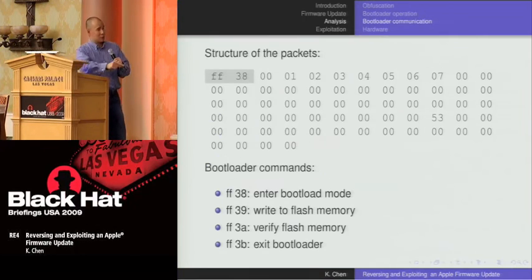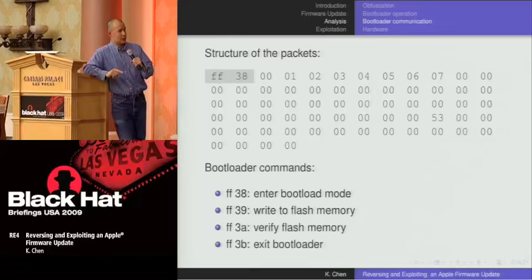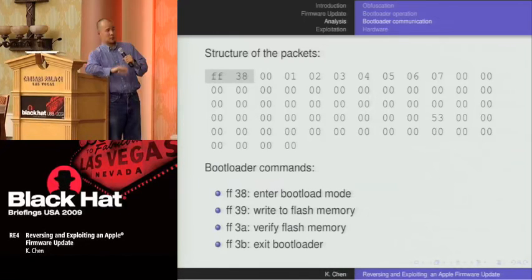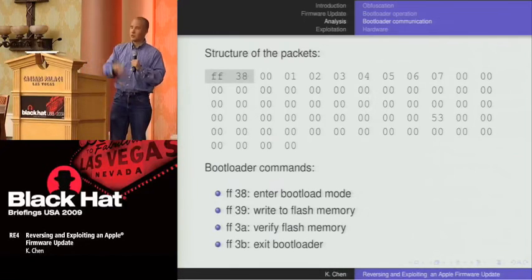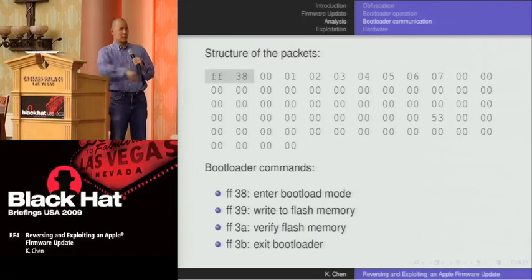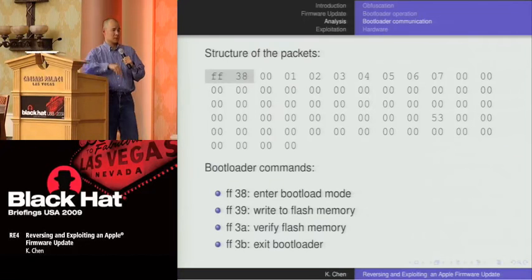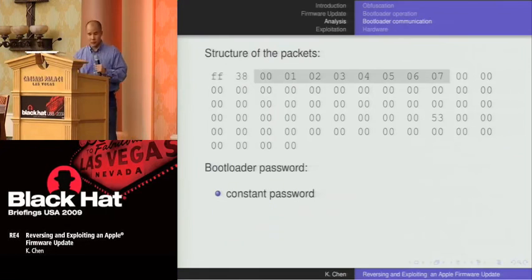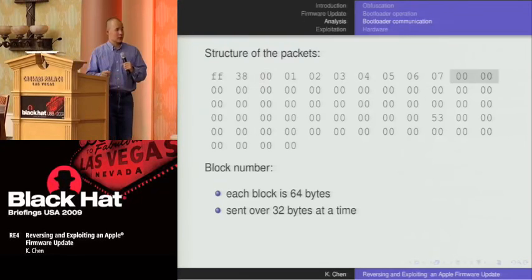So if we look at the first 2 bytes of that packet, this is FF38. That's enter bootloader mode. And if you look through the binary, you can see that there are these other commands: write to flash memory, verify flash memory, exit bootloader. Then we look at the next 8 bytes. That's the password: 0, 1, 2, 3, 4, 5, 6, 7. That's the password that Apple used, and it's constant for everything. That's all.